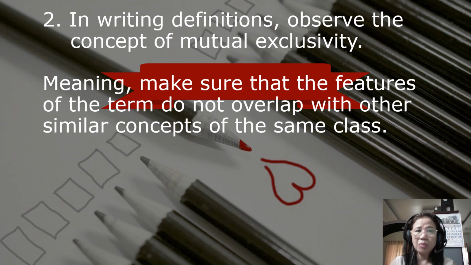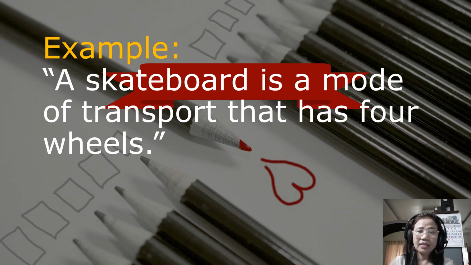Next, number two, in writing definitions, observe the concept of mutual exclusivity, meaning make sure that the features of the term do not overlap with other similar concepts of the same class. This is the example. A skateboard is a mode of transport that has four wheels. So definitely, if you have the idea about what a skateboard looks like, you do not agree that it is a form of transportation, although it has four wheels, it is not a form of transportation.